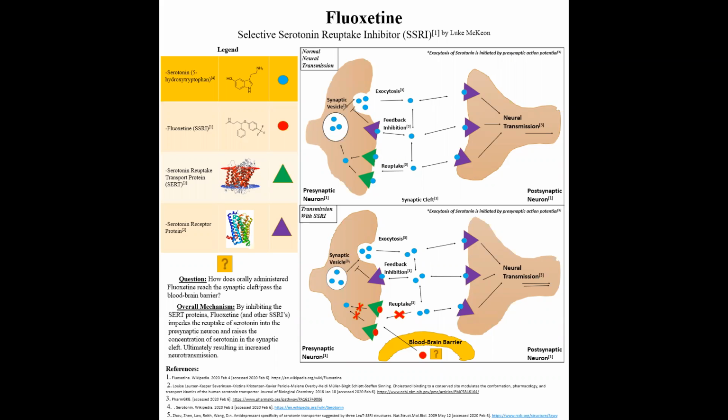On the left here, we have the legend where I laid out the four main components of both my top and bottom pathway maps, top being the normal or natural transmission of serotonin across a synapse, and the bottom being the same thing but in the presence of an SSRI such as fluoxetine. I chose fluoxetine mainly because it's pretty common as far as drugs prescribed for mental illnesses. It's used to treat depression, obsessive compulsive disorder, and quite a few other mental illnesses.